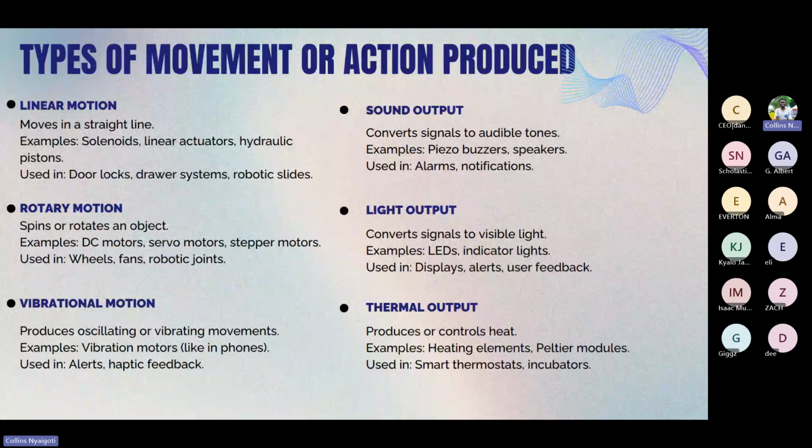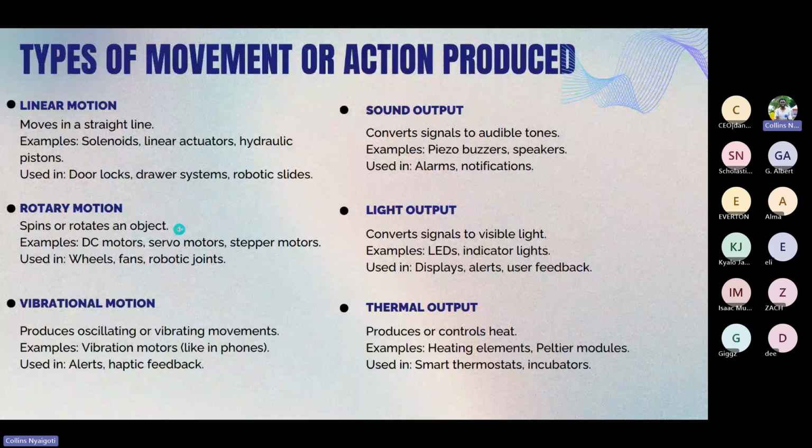They can produce rotary motion, spinning or rotating an object. Examples are motors. I believe everyone here has interacted with a motor. There are different types, like the DC motor, servo motor, and stepper motor, each with their own use cases. But we will not look at motors for now, as that is not the scope of our session. They are used in wheels, fans, and robotic joints. Actuators can also produce vibrational motion, oscillation, for example a vibration motor like in your phones, or haptic feedback.